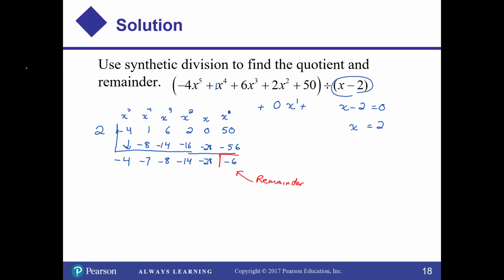These numbers over here, sorry, my tool wasn't grabbing, that's going to be your quotient. Where these numbers up here were representing the terms, because I divided by an x, this was x to the fifth, this should be x to the fourth. So everything goes down a power.